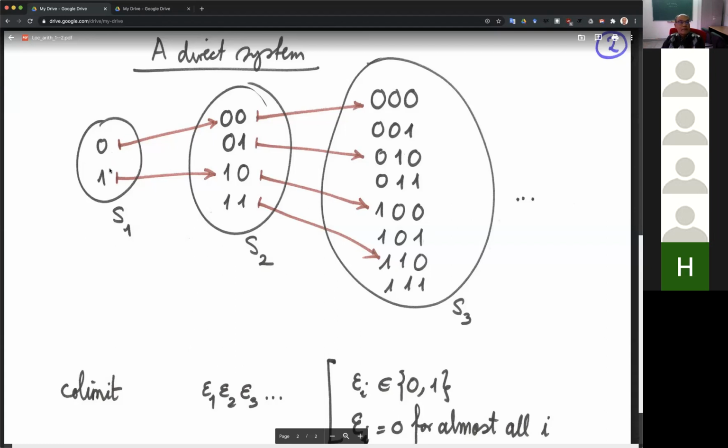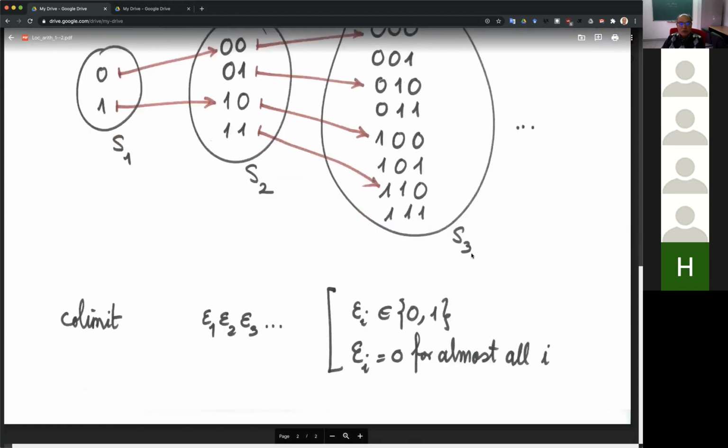S1 to S2 is the map which takes 0 to 00 and 1 to 10. It takes 00 to 000, 10 to 100, 11 to 110, etc. You just append a 0 at the end. Now that's a direct system by definition. What is the direct limit going to be? The direct limit, as you can imagine, is also going to be bit strings of infinite length, but with only finitely many ones in that string. Why are there only finitely many ones?